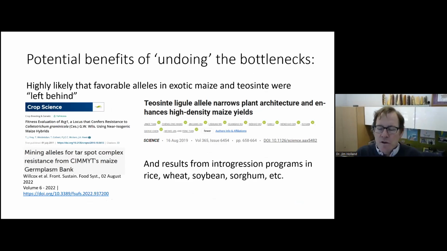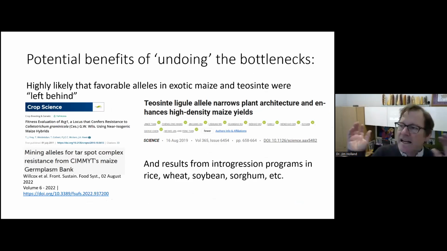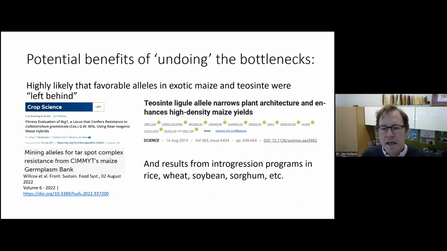So that's sort of an academic way of looking at this and saying, well, there's probably better alleles even for yield in teosinte, but it's very hard to just go into a wild relative and extract favorable alleles because they're linked to all these other things you don't want. So it's probably easier to work with things like landraces or just more diverse inbred relatives.